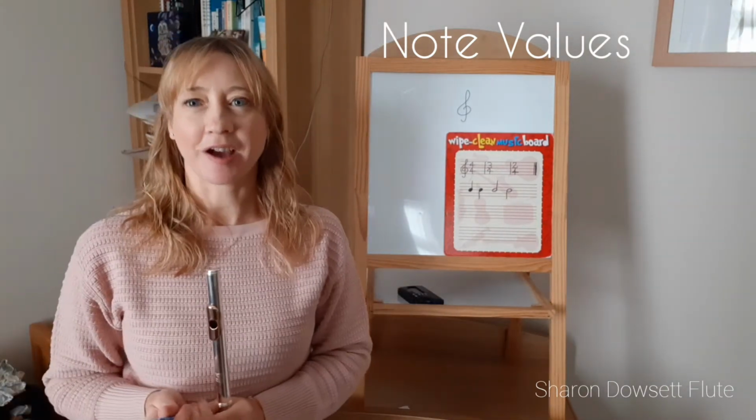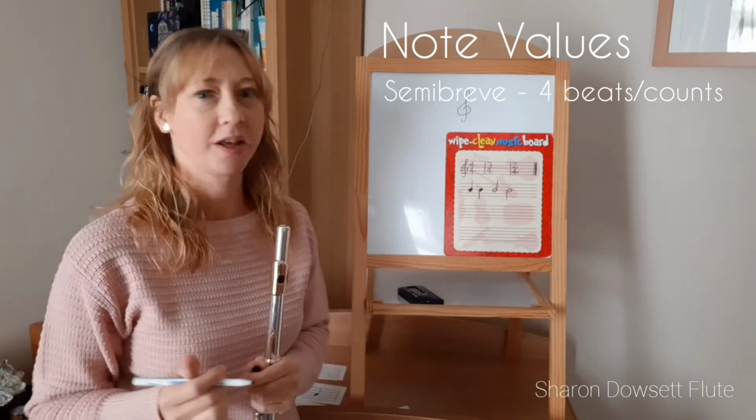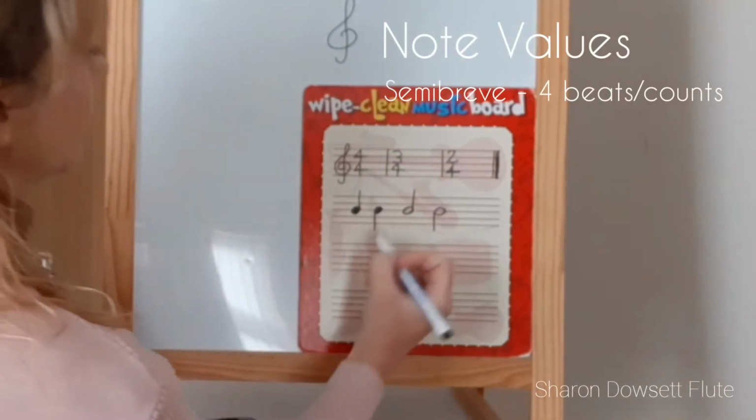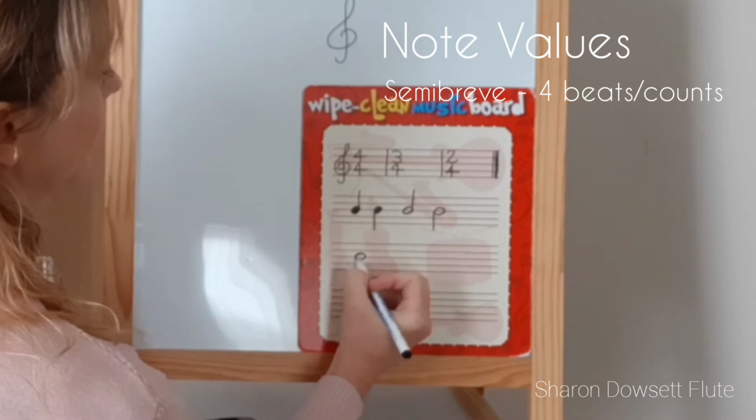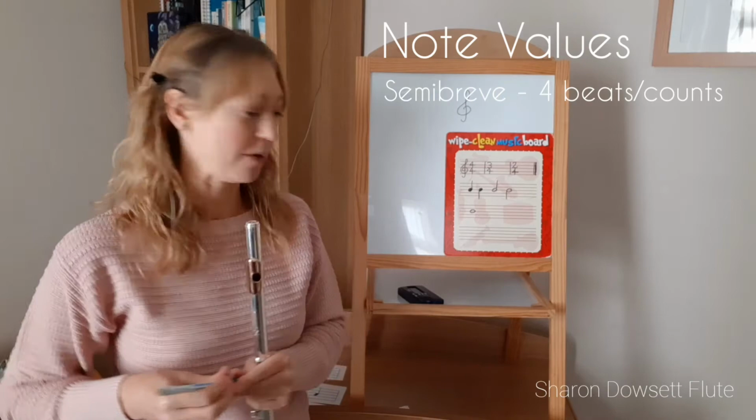The next note value that I'd like to show you is called a semibreve, and that has got 4 counts. A semibreve just has a head, left blank, and no stem on it. That will sound like this.